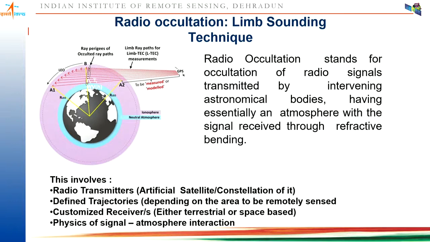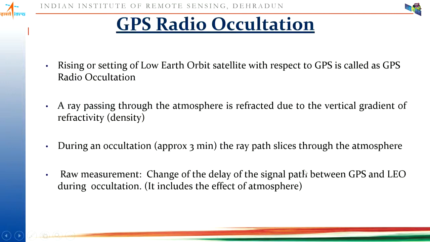So because of the atmosphere or the ionosphere, the signal will be bending. This involves the radio transmitters, an artificial satellite constellation, and defined trajectories depending on the area to be remotely sensed, and customized receivers, either terrestrial or space based. The rising or setting of low Earth orbit satellites with respect to GPS is called GPS radio occultation.